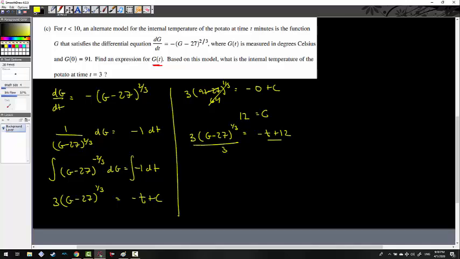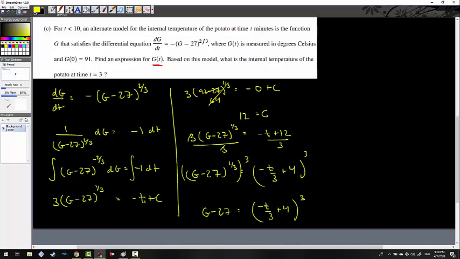Let's go ahead and divide out that 3. So I'm going to get (g minus 27) to the 1/3 is equal to, you can simplify this or not, I will go ahead and do that, negative t over 3 plus 4. Go ahead and cube everything. So cube it all. So I'm going to get g minus 27 is equal to (negative t over 3 plus 4) cubed. And then from here, g will finally equal (negative t over 3 plus 4) cubed plus 27.